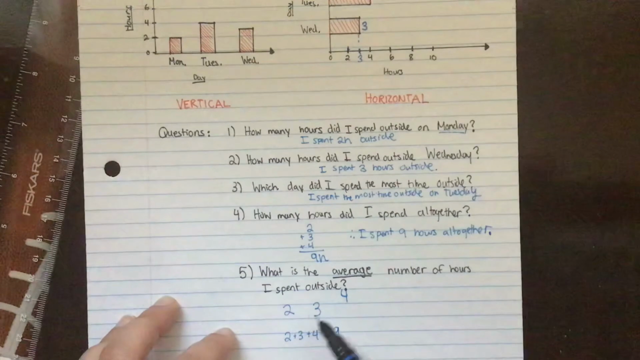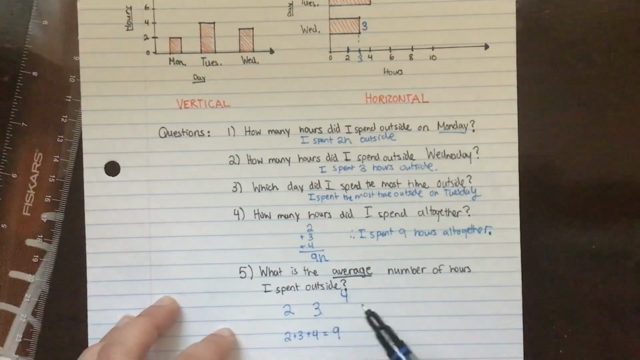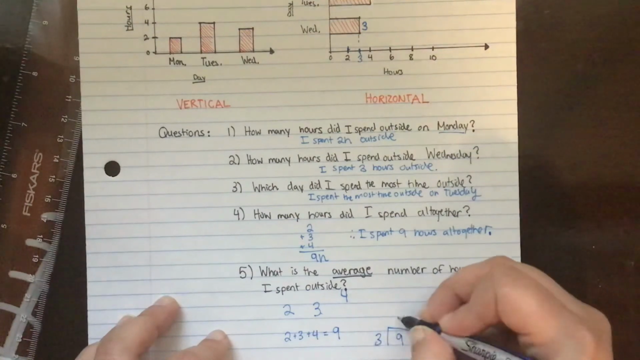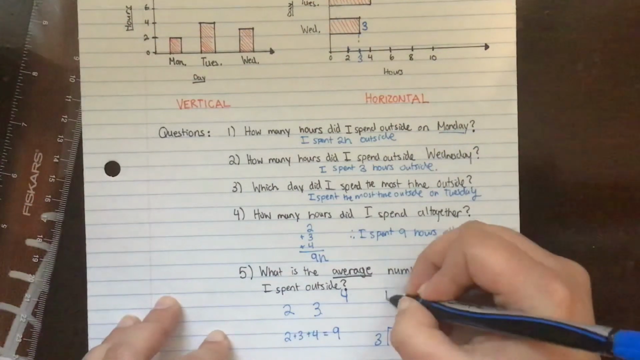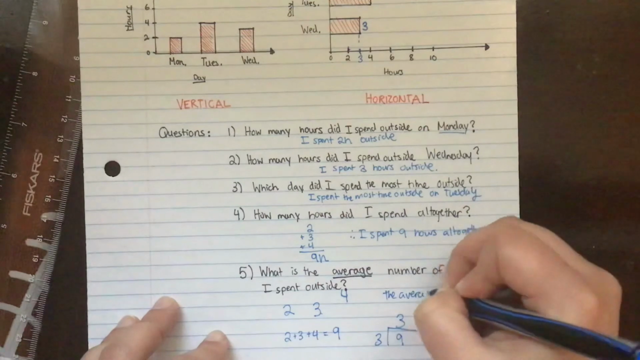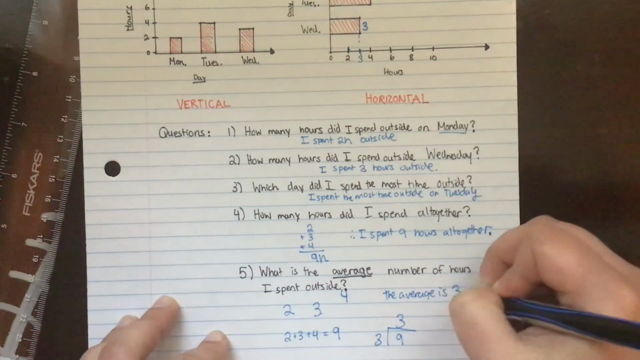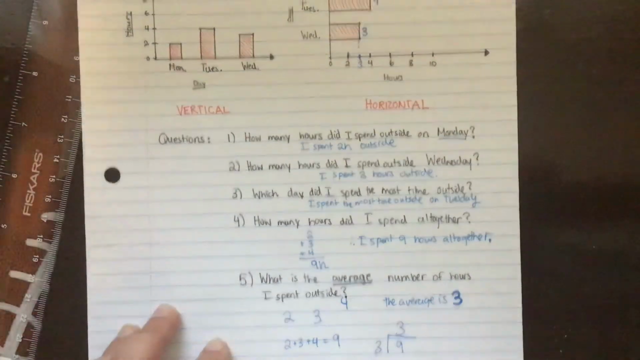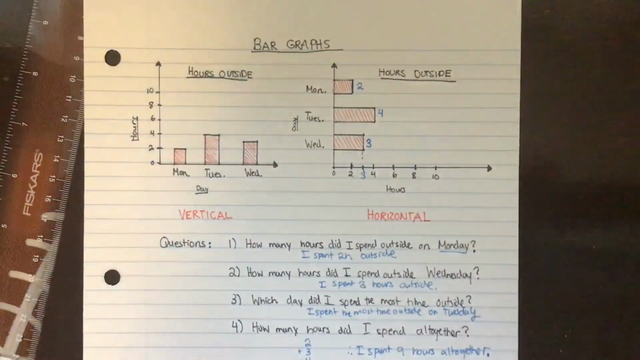And then I divide by the number of numbers I have. I have 1, 2, 3 numbers. So I do 9 divided by 3. And I get 3. So the average is 3. So average questions don't have to be tricky. All you have to do is find your numbers from your bar and treat them like any other random numbers that you would average up. I hope that is helpful to you.